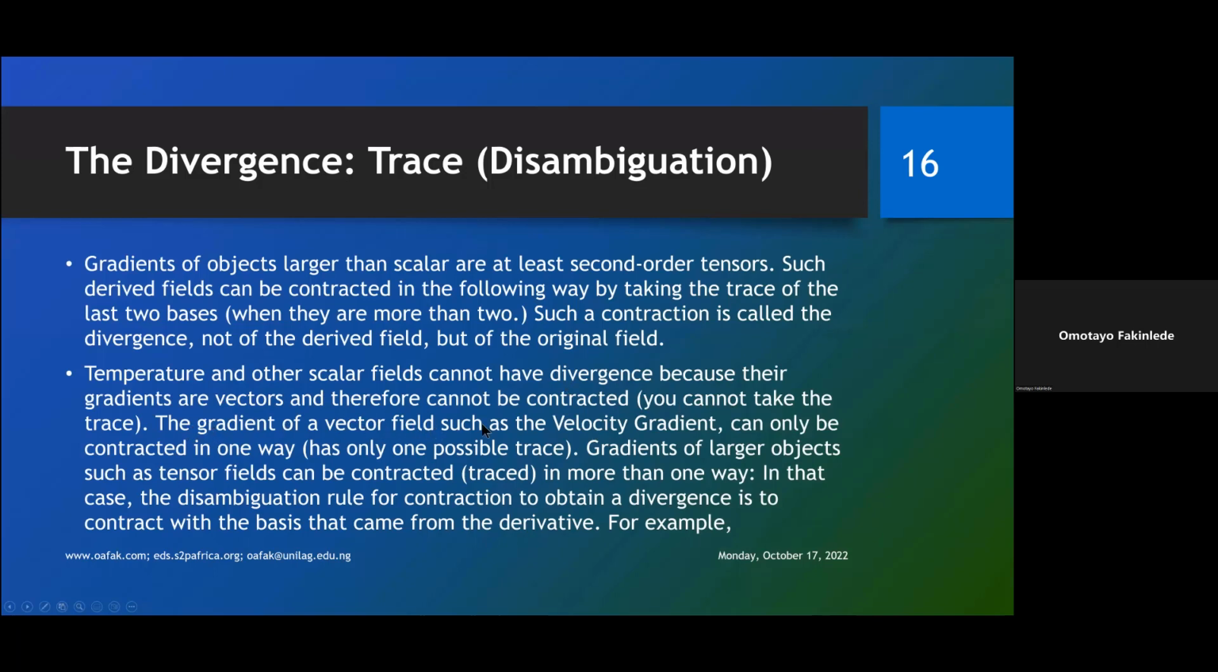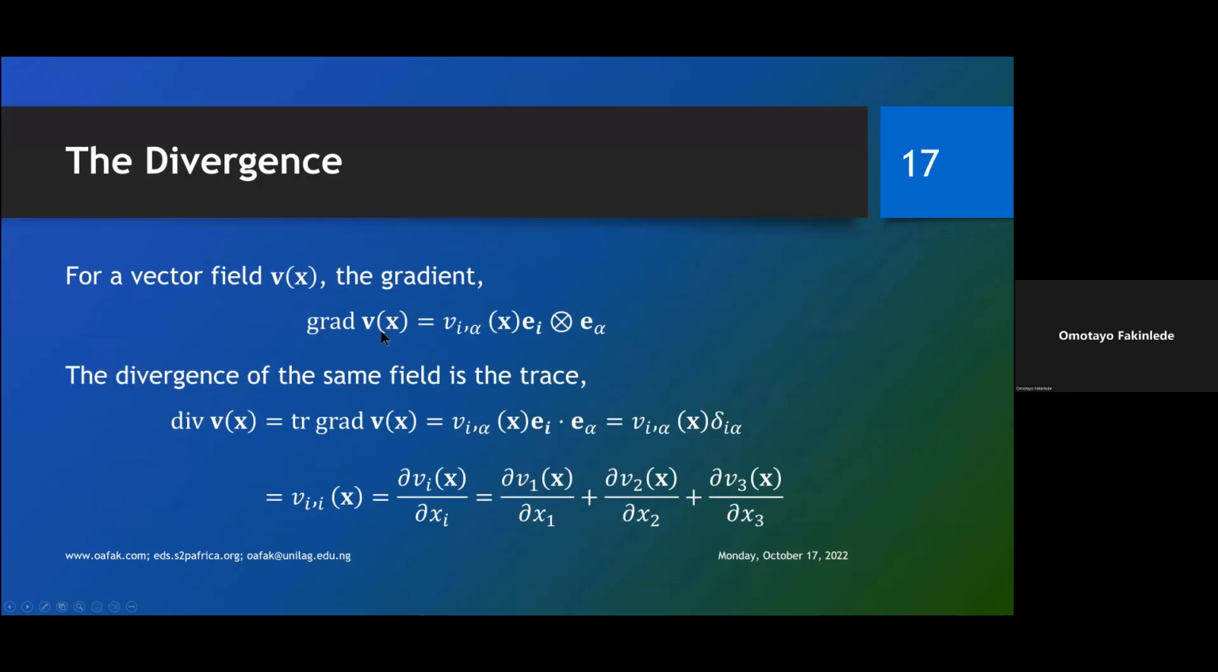The gradient of a vector field, such as a velocity gradient, can only be contracted in one way. It has only one possible trace. Gradients of larger objects, such as tensor fields, can be contracted or traced in more than one way. In that case, the disambiguation rule for contraction to obtain a divergence is to contract with the basis that came from the derivative. For example, for a vector field, the gradient of V, the divergence is this.